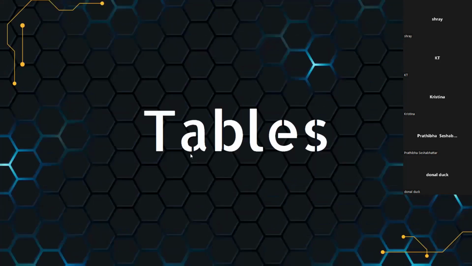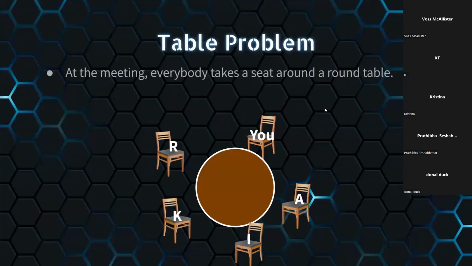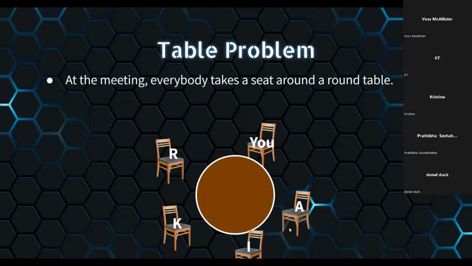No. So next we have tables. Okay, so at the meeting, everybody takes a seat around a round table. So King Arthur reference? Maybe. So this is all the agents, including you.